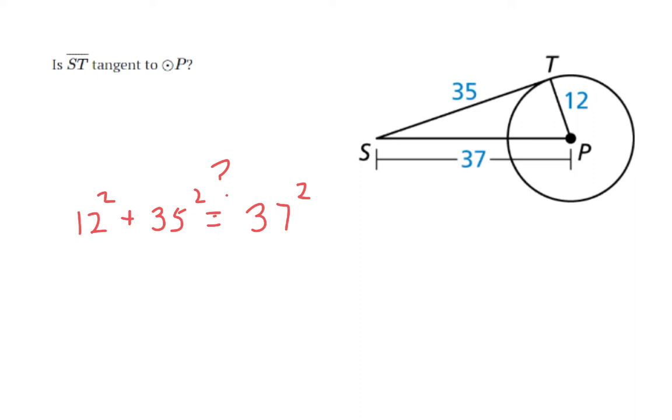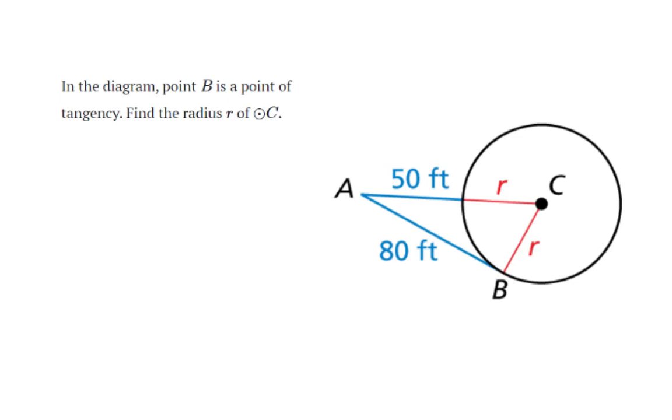And it turns out that is a true statement. 12 squared plus 35 squared, when I take its square root, I do get 37. So 37 squared equals 37 squared. So we would answer that question by saying yes. So showing evidence is checking Pythag.